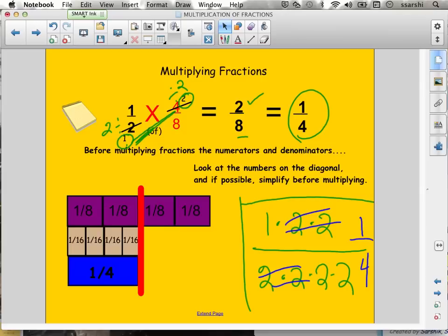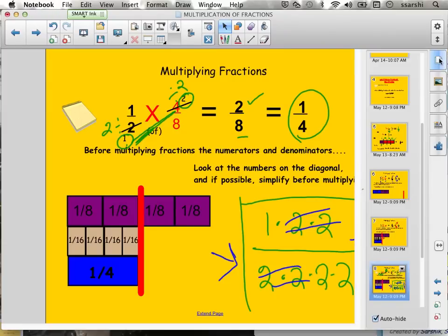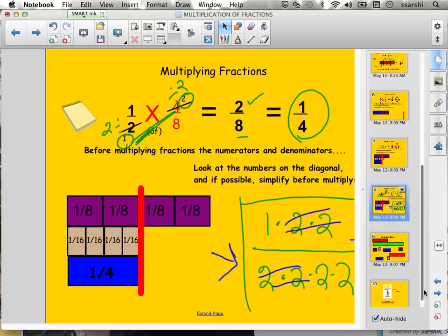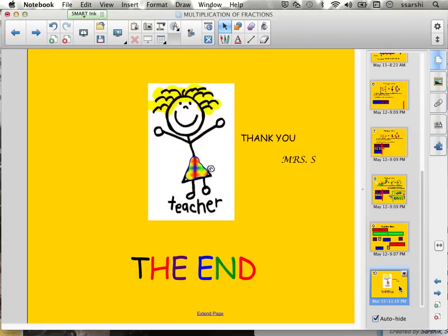The shortcut version of doing this is looking on the diagonal, what we call cross-referencing or cross-canceling. So that, in fact, is how we multiply fractions. I think you'll agree, much easier than adding or subtracting.